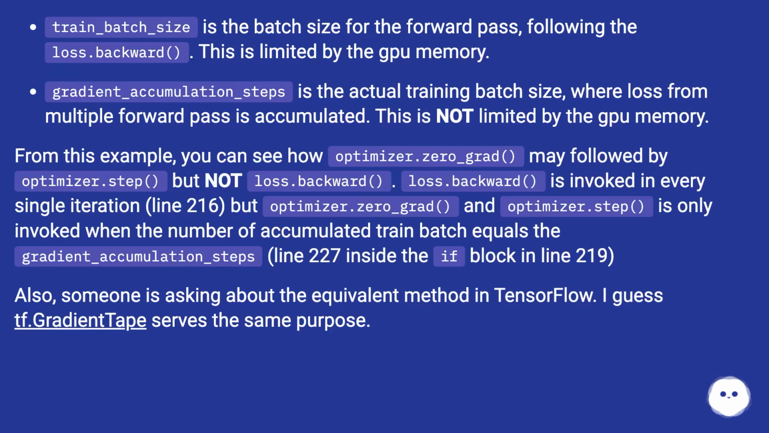From this example, you can see how optimizer.zero_grad may follow optimizer.step, but not loss.backward. Loss.backward is invoked in every single iteration, line 216, but optimizer.zero_grad and optimizer.step are only invoked when the number of accumulated train batches equals the gradient_accumulation_steps, line 227 inside the if block in line 219. Also, someone is asking about the equivalent method in TensorFlow. I guess tf.GradientTape serves the same purpose.